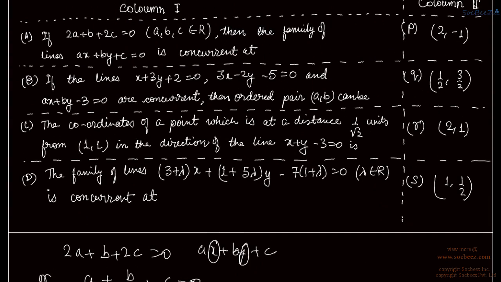The third part, C part, asks the coordinate of a point which is at a distance 1 by root 2 units from point 1, 1 in the direction of the line x plus y minus 3 is equal to 0. Okay. So we have a point 1, 1, and we have to find a point which is at the distance 1 by root 2 in the direction of this line, that is x plus y minus 3 is equal to 0.